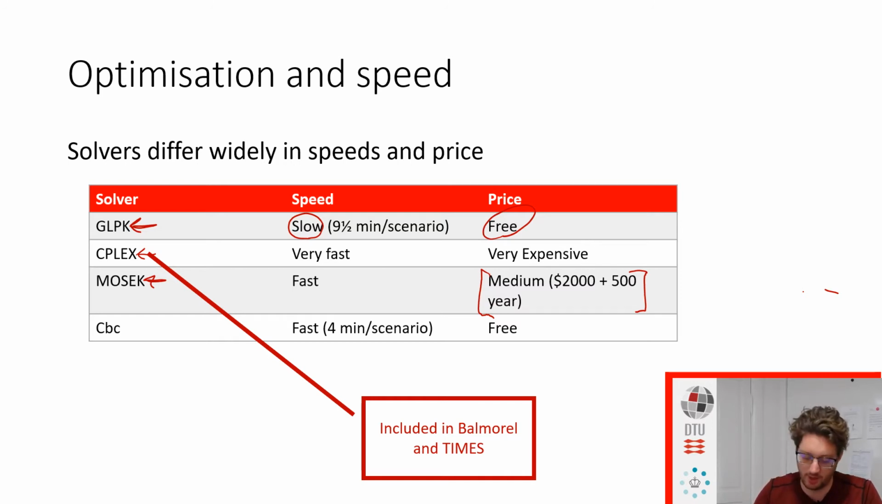Then we also have the open source CBC solver, which is included in NEMO. It's quite fast. It's twice as fast for me as the GLPK solver, rounding out at about 4 minutes per scenario when I did the calculations for this lesson. It is also free and included, and it is also the one that I have used throughout this lesson. So I recommend this solver.